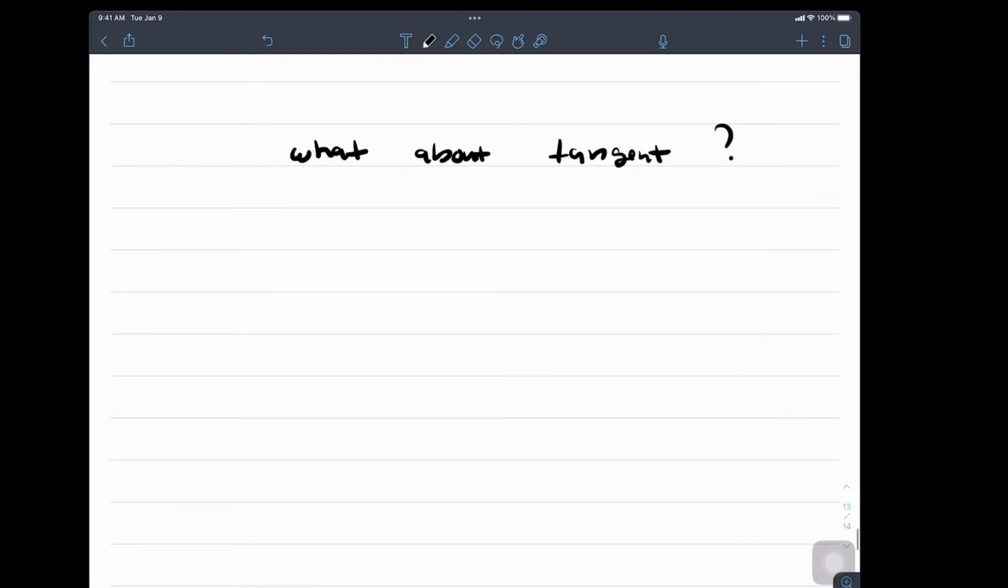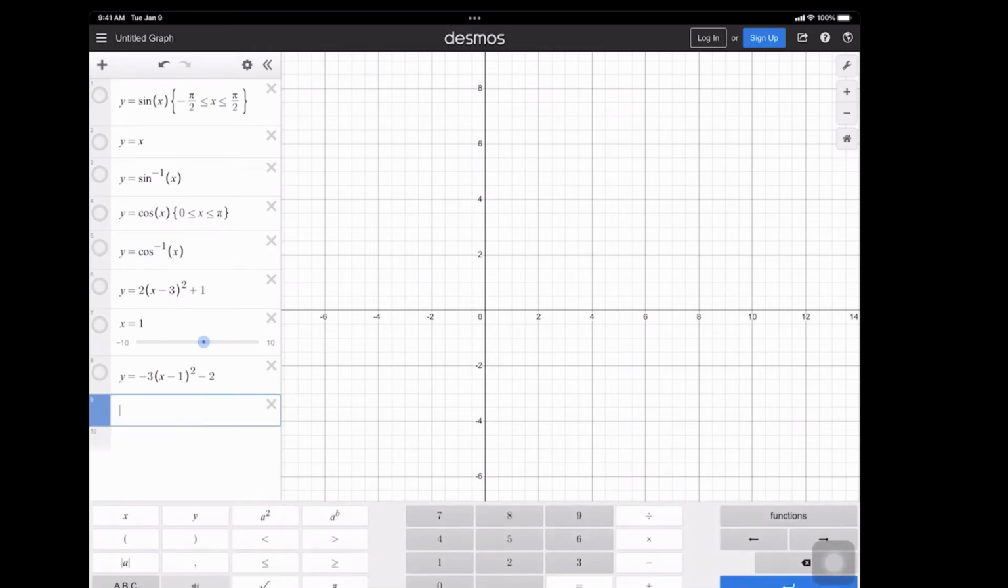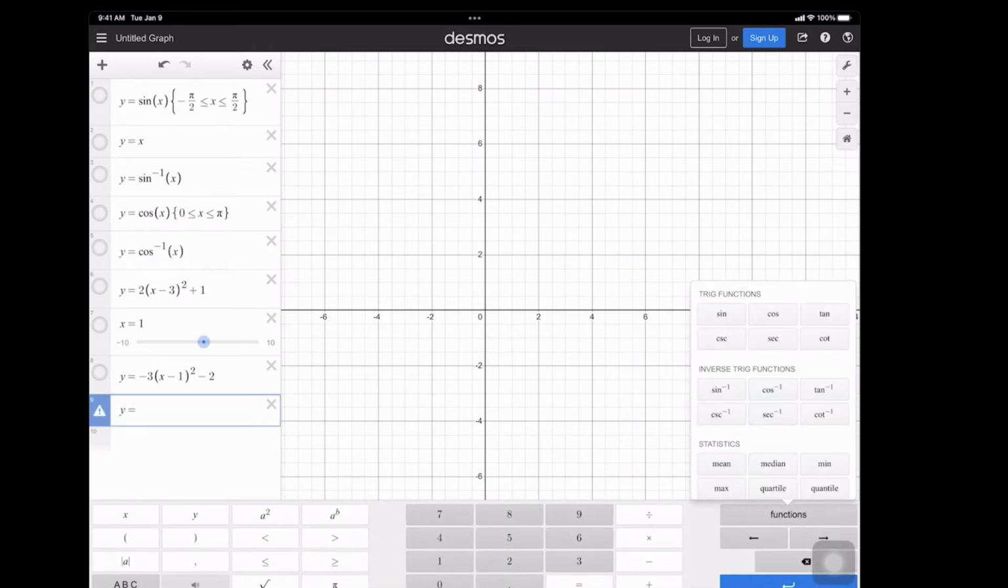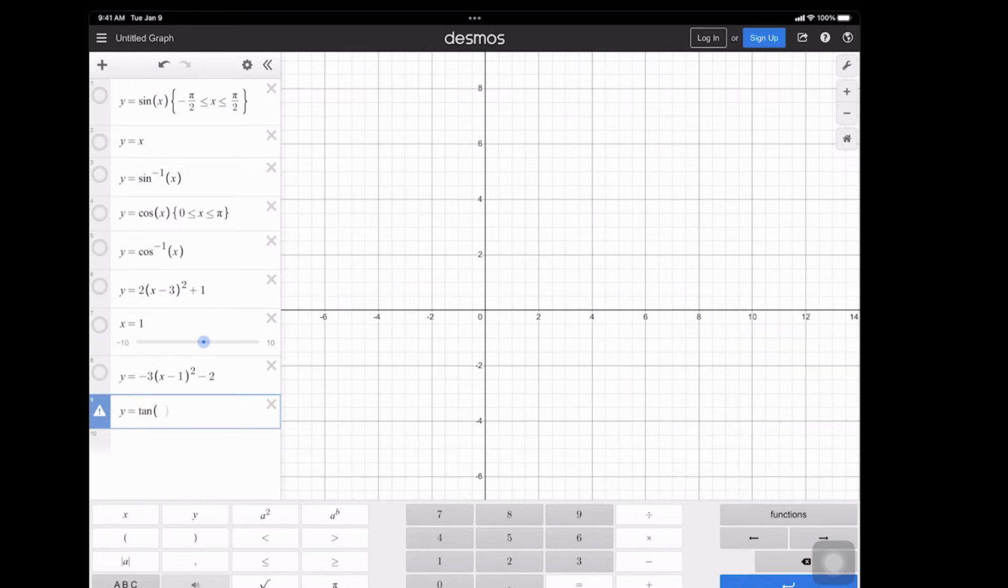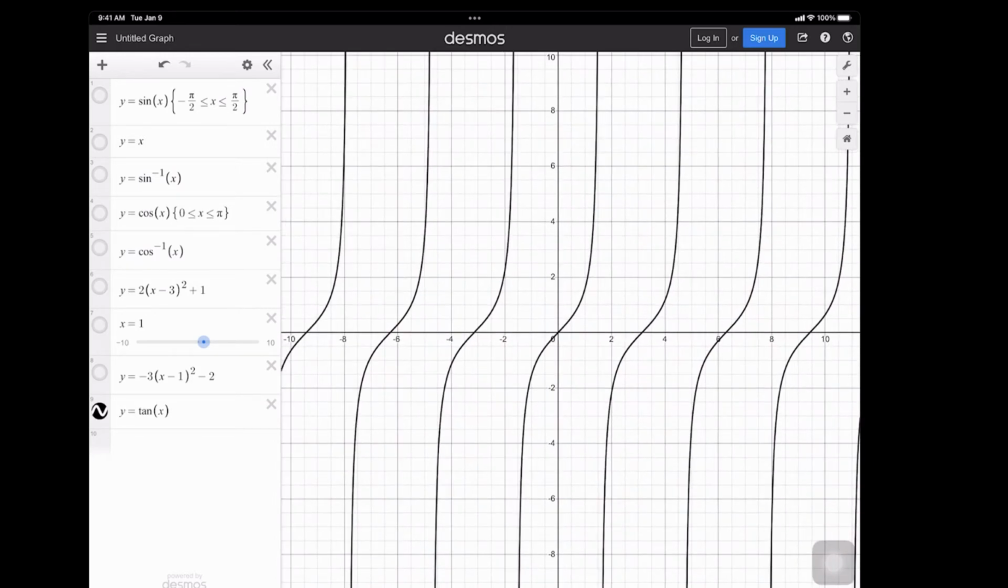Okay. Now, generally speaking, in Desmos, we're going to get rid of all of this. Here's tangent. Okay, tangent is also periodic. It's a periodic function. What does periodic mean? It has a repeat pattern forever.